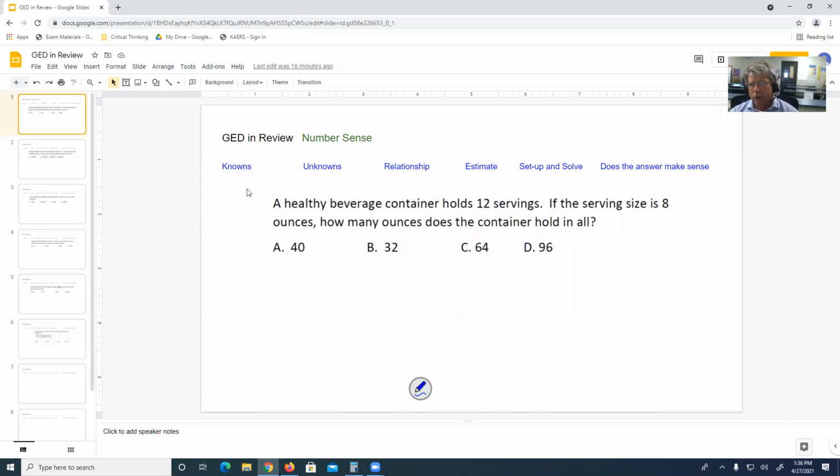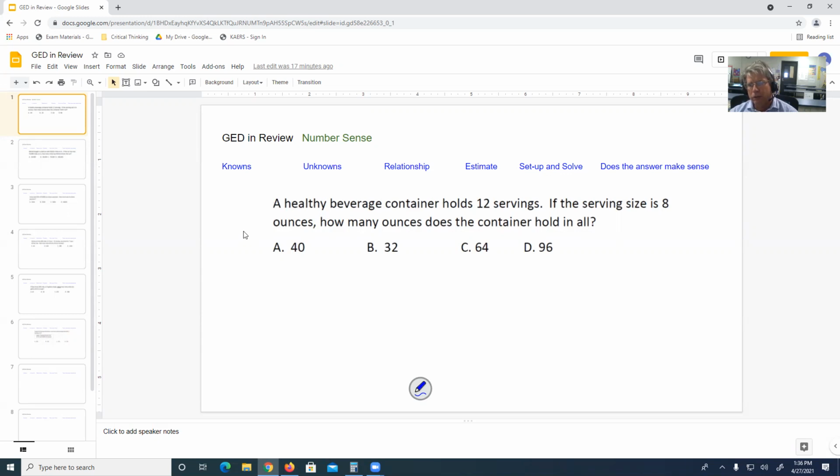When you're working with word problems, there's going to be what we call knowns, and then there's the unknowns. Then there's the relationship between the knowns and unknowns. Also, you can sometimes do an estimate to help reason out the problem. You may have to actually set up and solve the problem. And on the GED test, most of the tests you're allowed to use a calculator. Once you do set up and solve it, always make sure your answer makes sense. So those are going to be the tools to help us navigate these word problems.